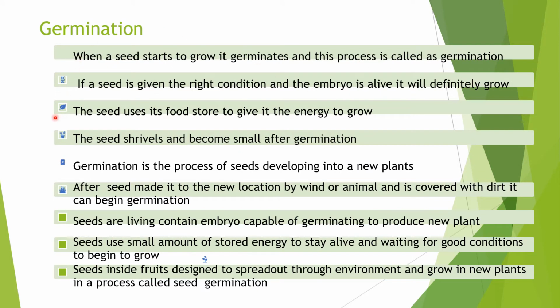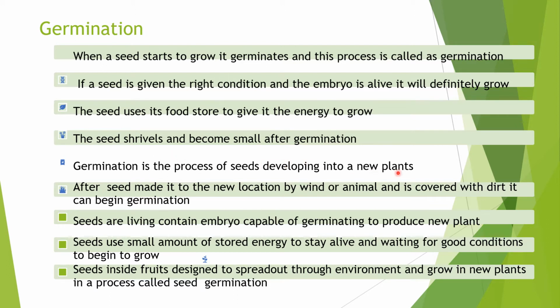Let's discuss some of the points of germination. When a seed starts to grow, it germinates, and this process is called germination. If the seed is given the right conditions and the embryo inside the seed is alive, it will definitely grow. The embryo is the small baby plant inside the seed. The seed uses its food store to give it energy to grow. The seed shrivels and becomes small after germination. Shrivels means when it gets small and very dry.